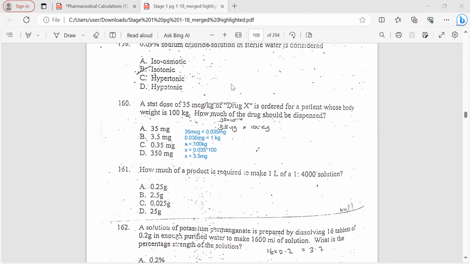micrograms of drug X. But then kwa majibu, it's in milligrams. So again, we have to convert from micrograms to milligrams. So from micrograms to milligrams, we'll divide. Let me just send Chaniwa to me a table here that shows those conversion units so that you can know how to, if you don't.